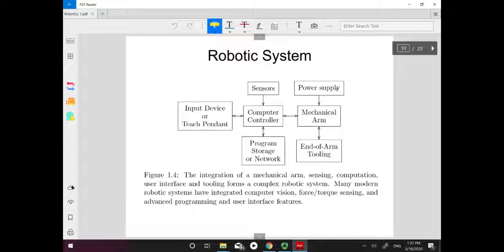Of course, we need a power supply, although we cannot see that in those examples, but there must be one. Also, at the end of the manipulator, we need to install some end of arm tooling, based on different functions. For example, for a milling machine, we need a milling end of arm. So that is the basic structure, the block diagram.